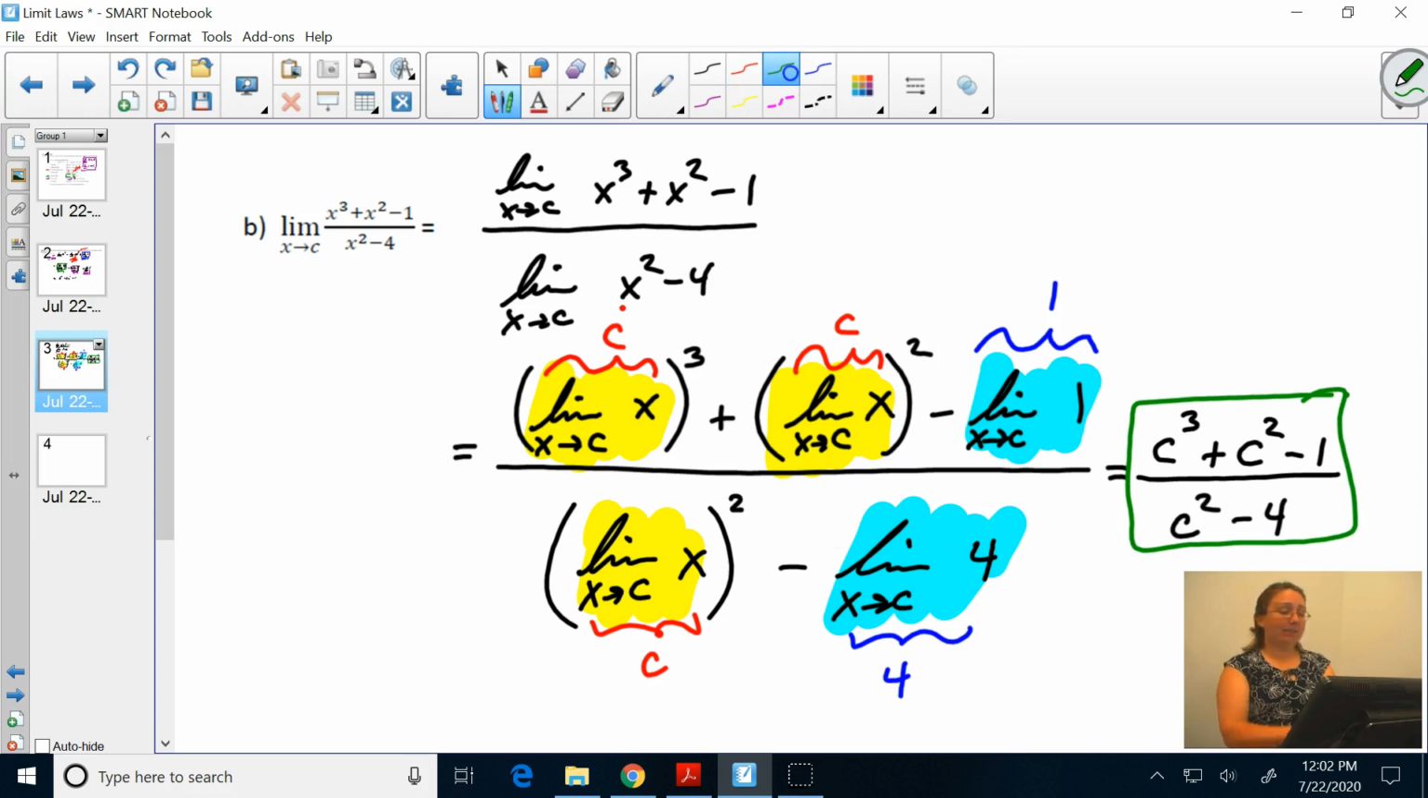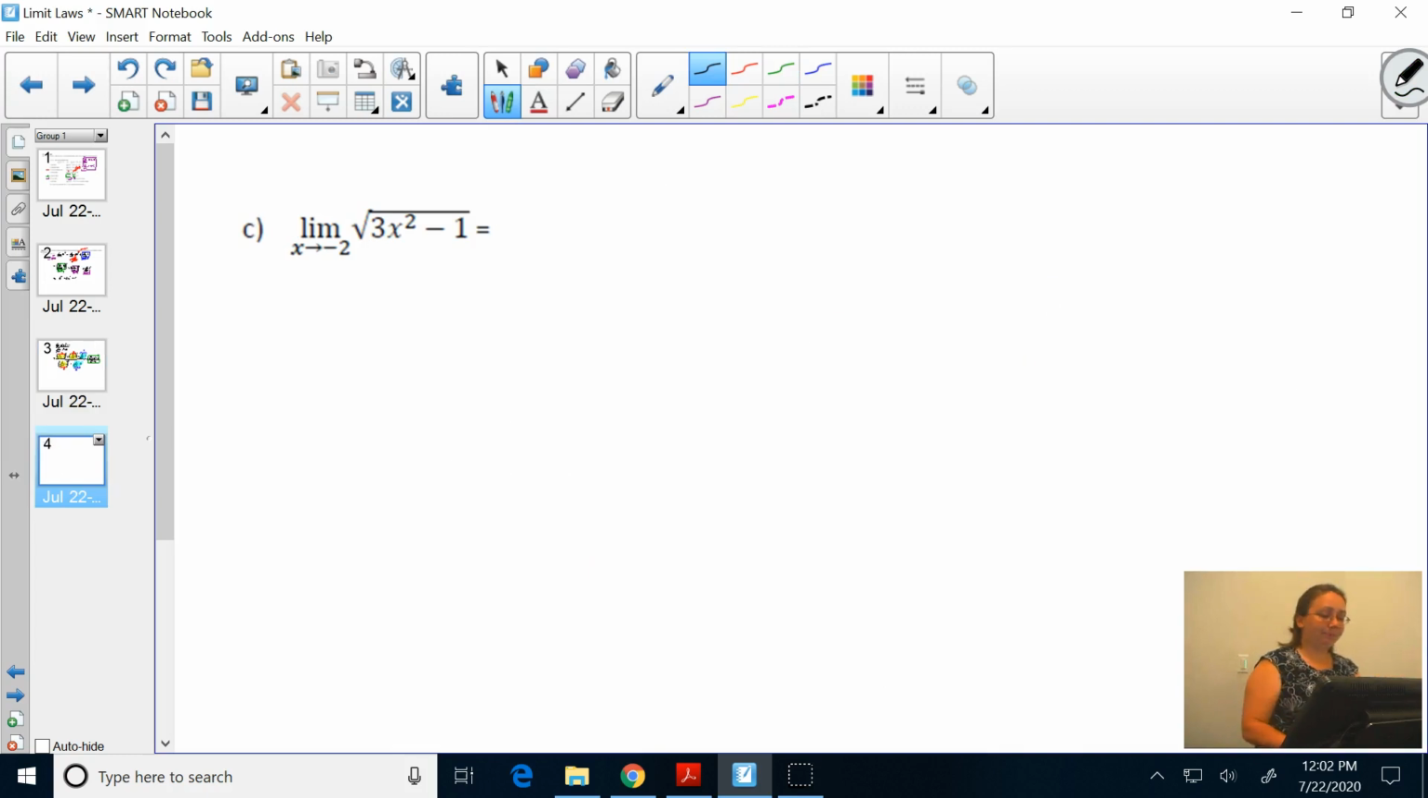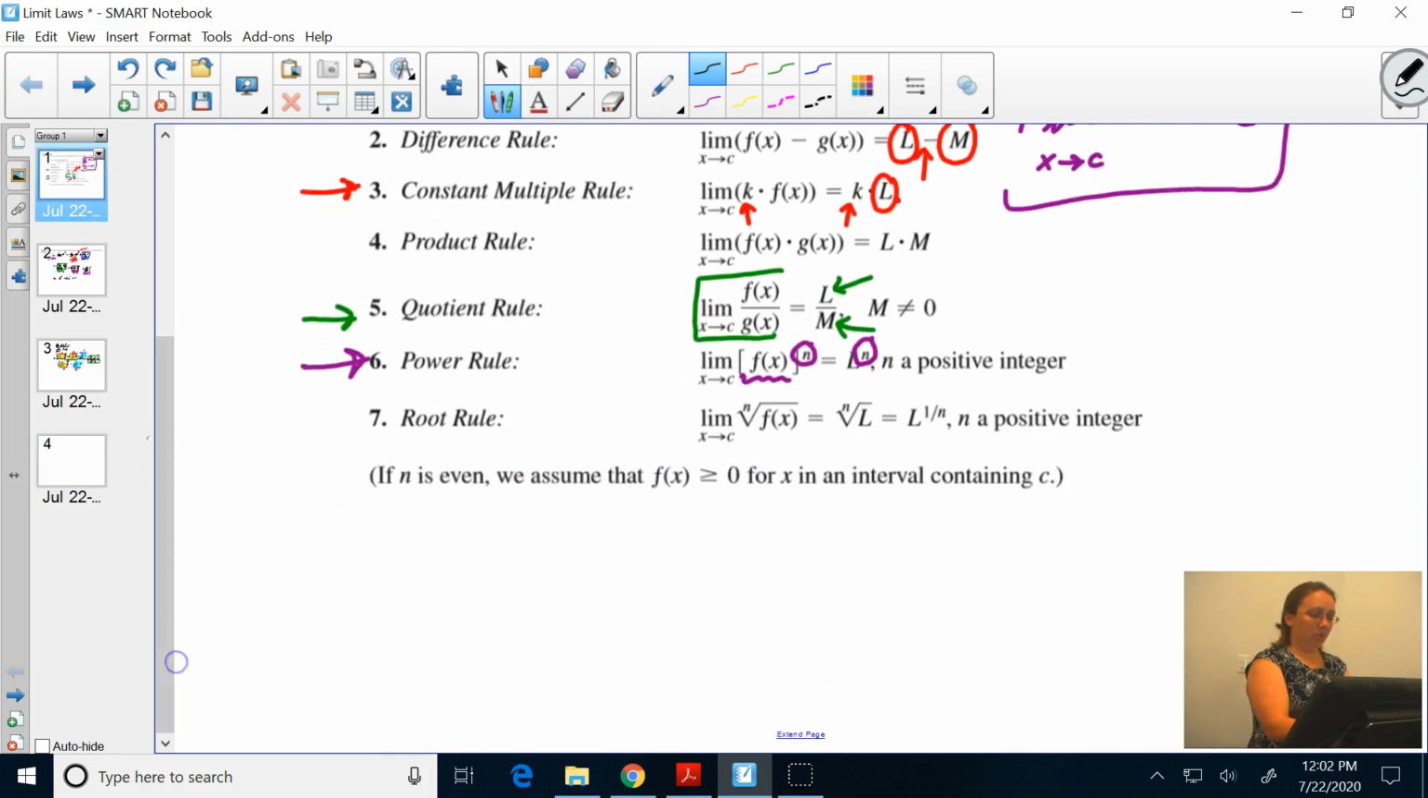So that's 2 examples. Let me do one more example with you, because we haven't talked about the root law yet. All right, so let's go back to our limit laws. We have the root rule right here, the last one.